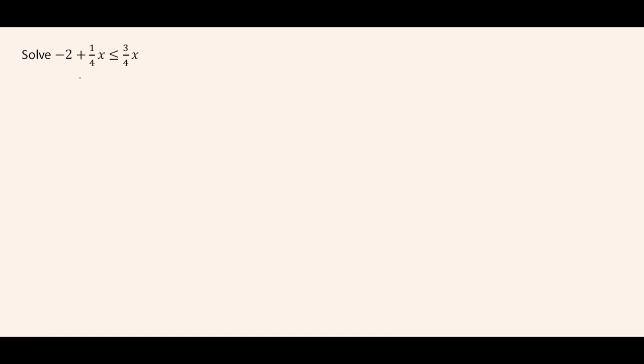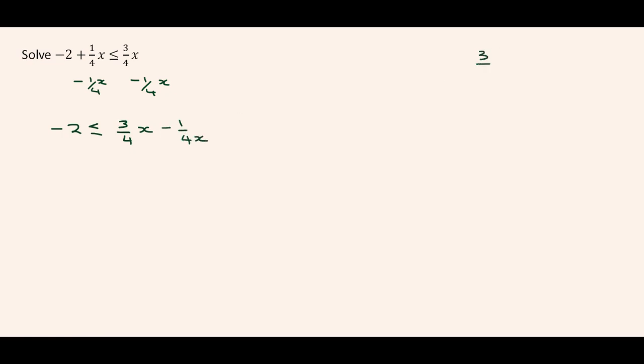Now we have another inequality here. So we're going to isolate x first. We're going to subtract 1/4 x from both sides. So now we have -2 ≤ 3/4 x - 1/4 x.